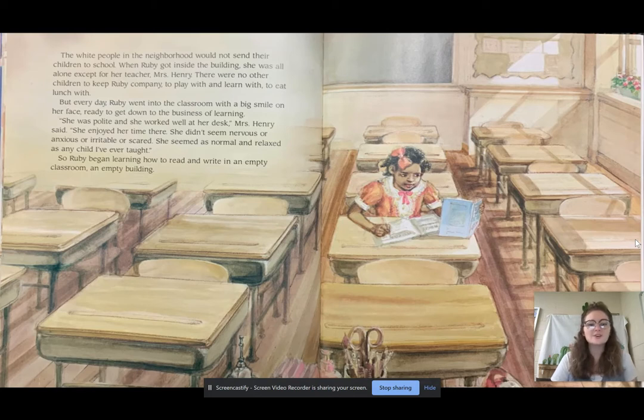So Ruby began learning how to read and write in an empty classroom, an empty building. What is another action that we learn about Ruby? We know that she was sent to William Frantz Elementary School.